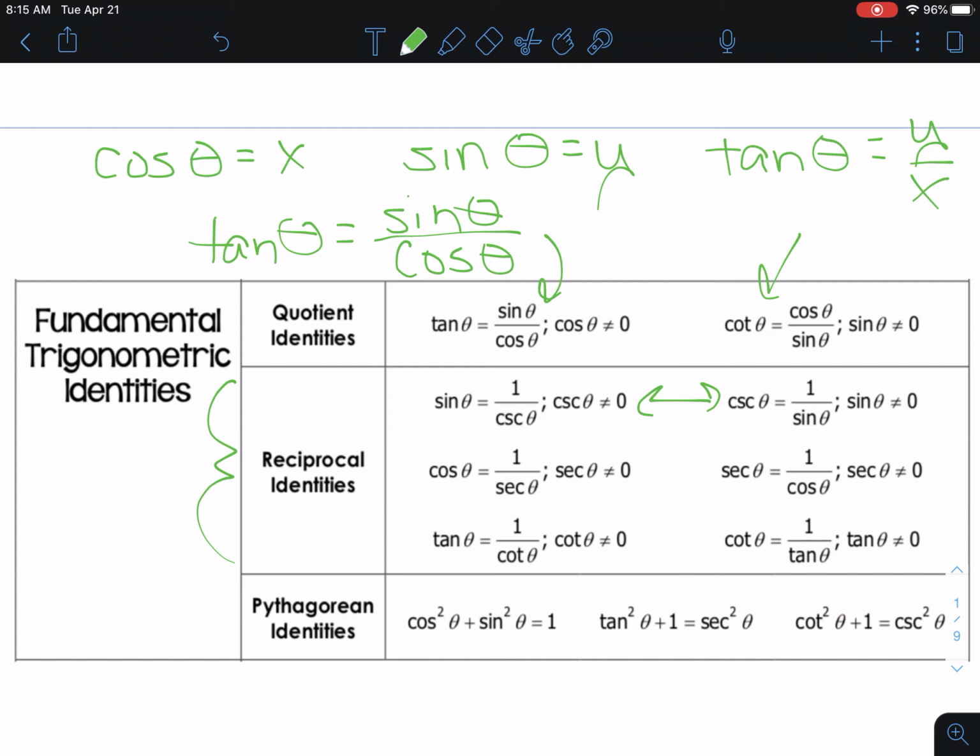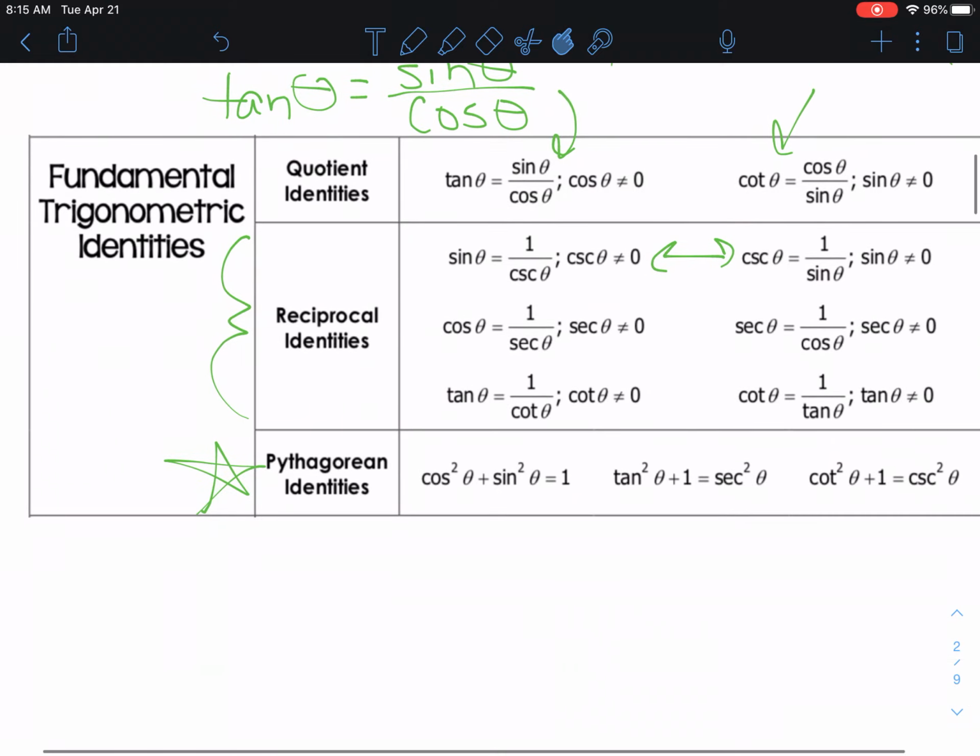So for me, I really want to take some time and focus on the bottom three, which are called Pythagorean identities, and these are pretty crucial. Again, the rest of them you kind of are already familiar with. So let's take a little bit of time to do that.